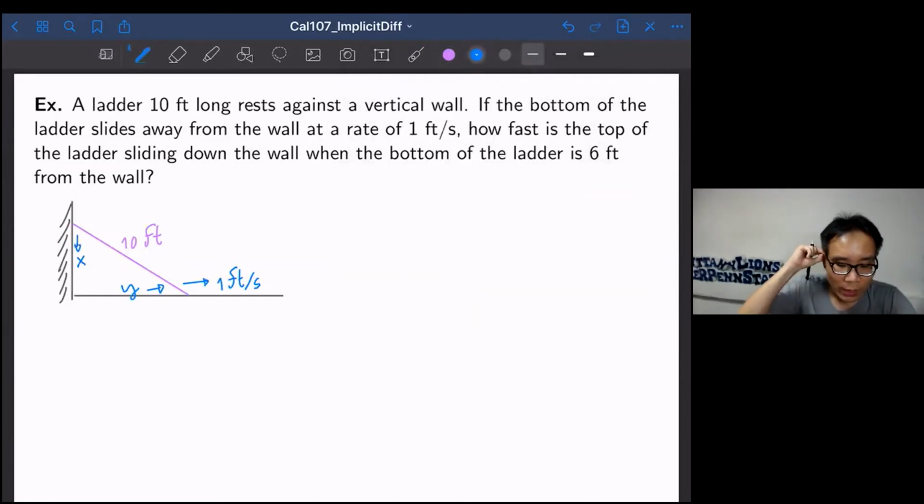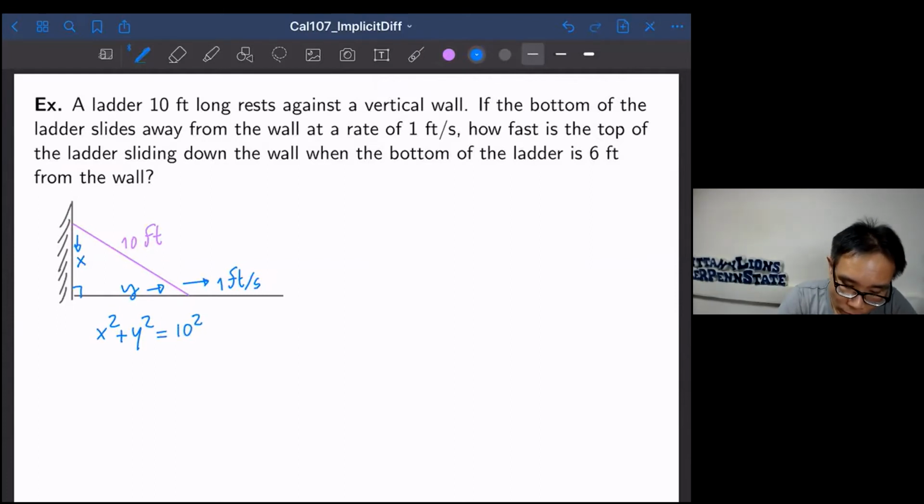Okay. And you have the relationship between x and y also. You see the x and the y in the picture. Okay, so this one is a right triangle. So in this case, you know that x squared plus y squared must be 10 squared from the Pythagorean theorem. Okay, and you know the relationship, and you know that dy/dt equals 1 foot per second.